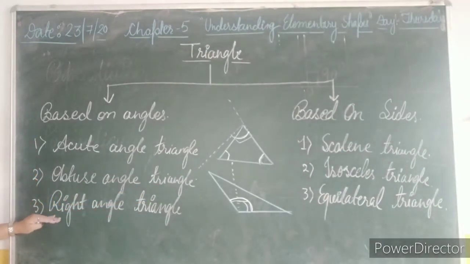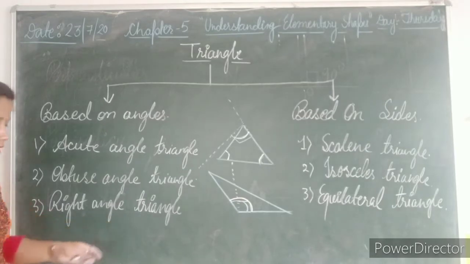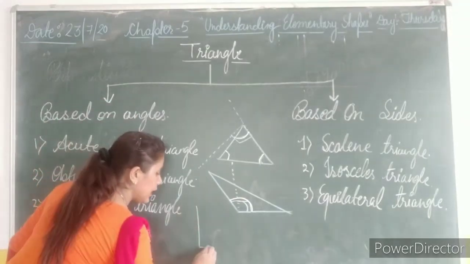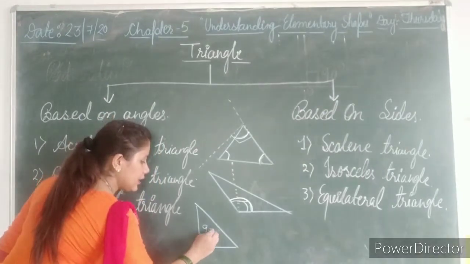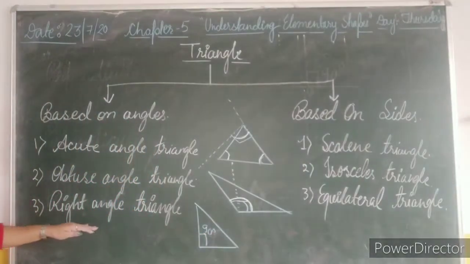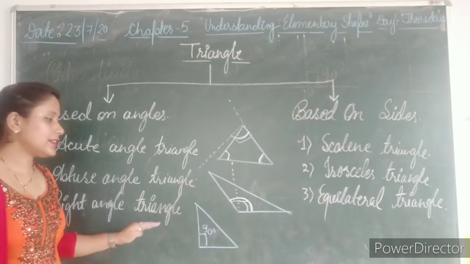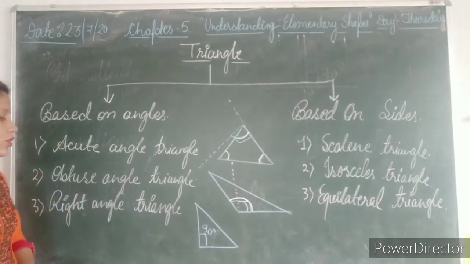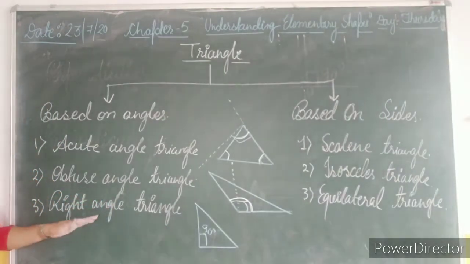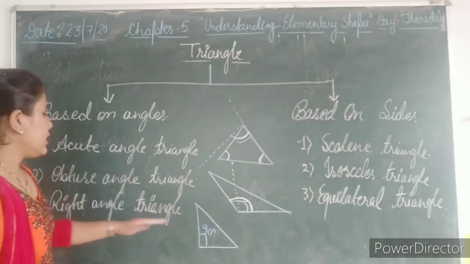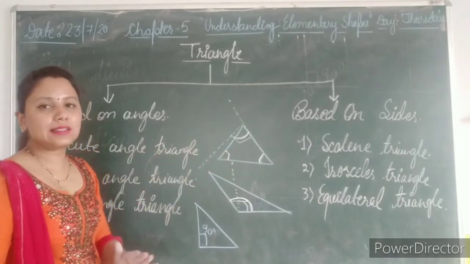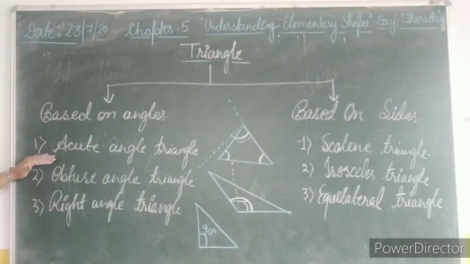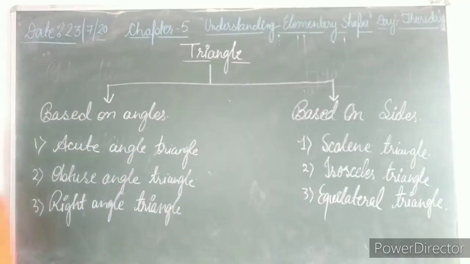Our third and last angle type is right angle triangle. So what is right angle triangle? In a triangle, when we have a 90 degree angle, that's called a right angle triangle. किसी भी triangle में अगर 90 degree का angle हो, so that is your right angle triangle. If any angle is greater than 90 degree, so that is your obtuse angle triangle, and if any angle is less than 90 degree, so that is your acute angle triangle.